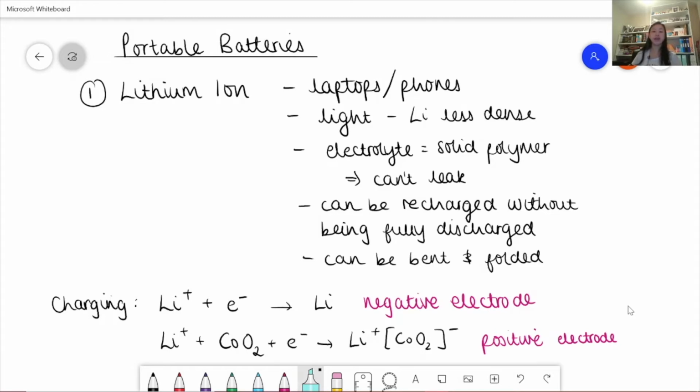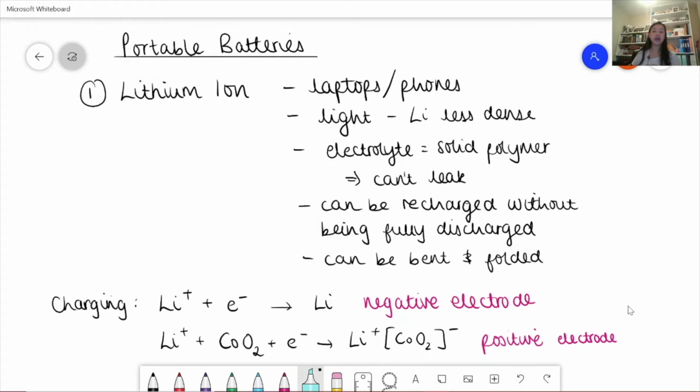So, for example, if you're using your laptop, then you can charge it whilst you're using it. You don't have to wait for the laptop to go to 0% before you charge it. You can charge it anytime you want. And also, the battery can be bent or folded, and it still won't leak.